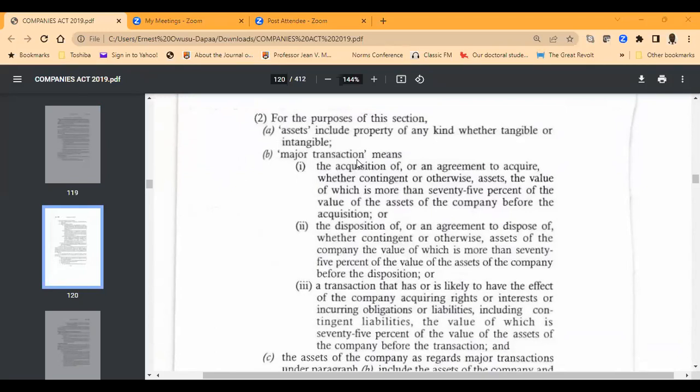I want a lady to speak. The difference between special resolution and ordinary resolution. Any lady can unmute herself. The difference between special resolution and ordinary resolution, what is it? Any lady can unmute herself? Yes. MNB, go ahead.